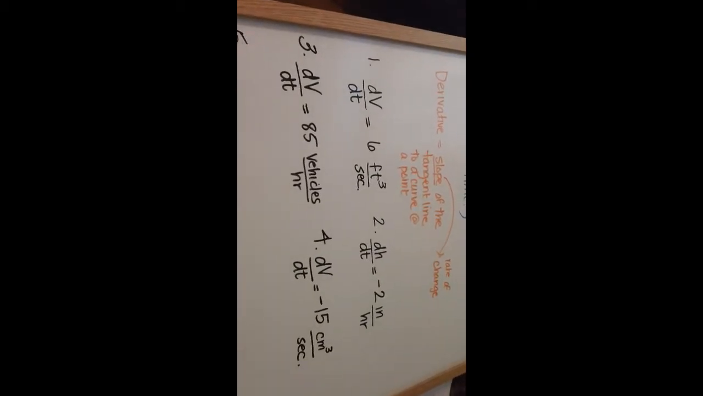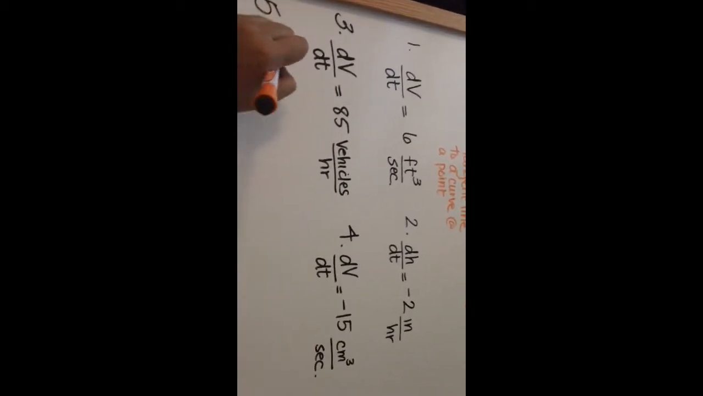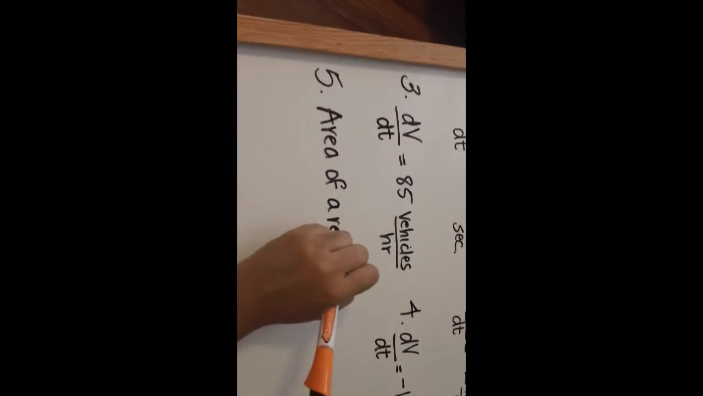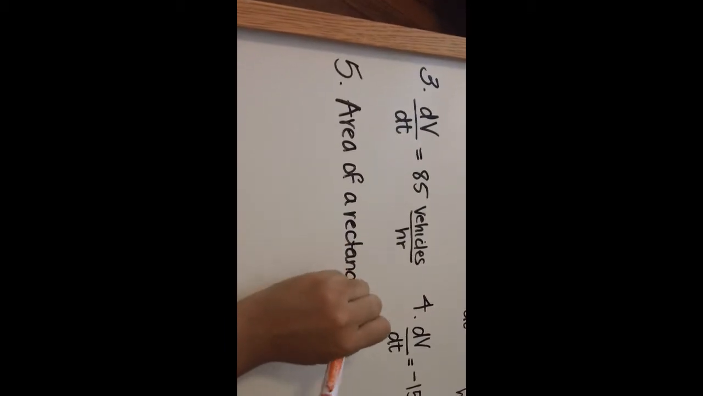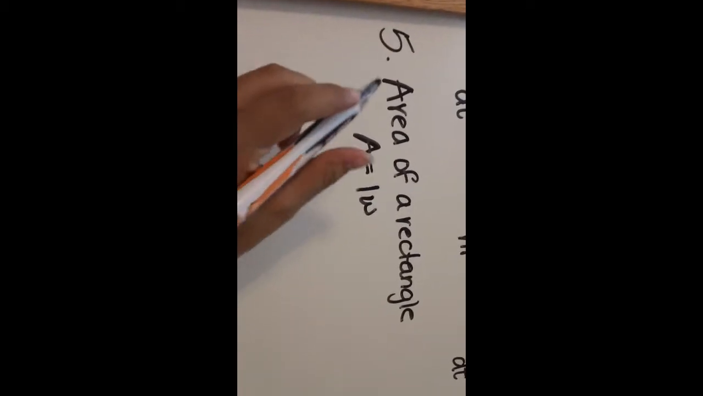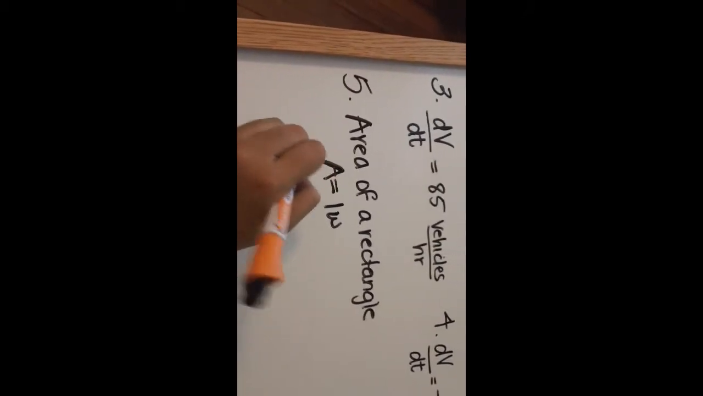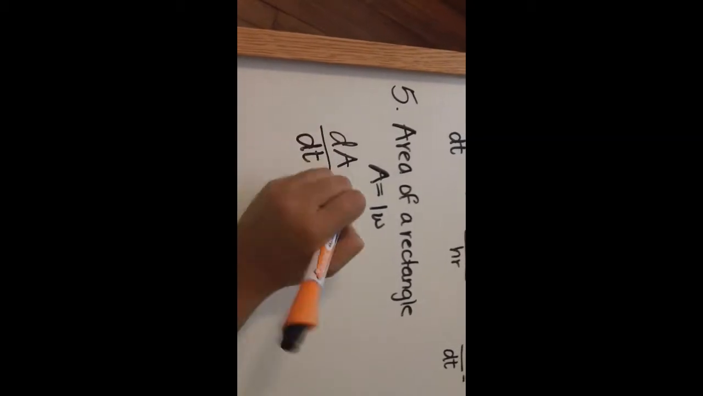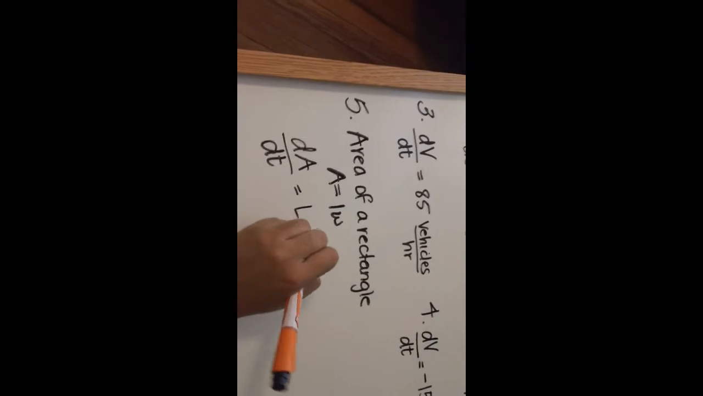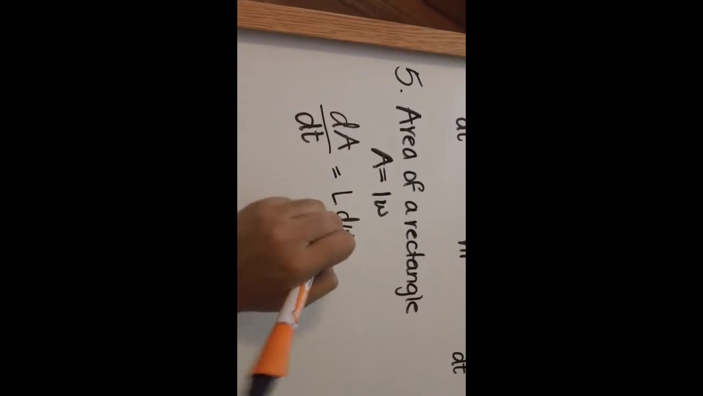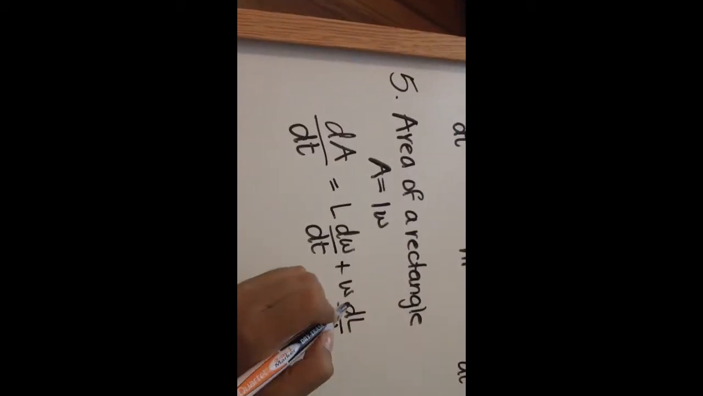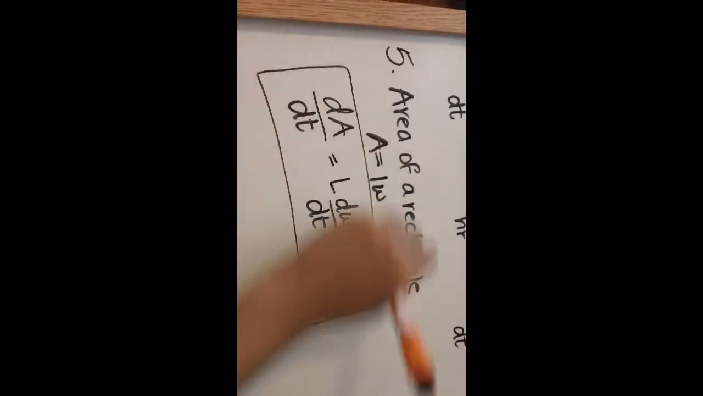So, question 5 says the area of a triangle, not a triangle, of a rectangle, is A equals length times width. Well, on the left side, if you take the derivative with respect to time, it's just dA over dt. The right side, that's the product rule, which is the first times derivative of the second plus the second times derivative of the first. And that's what you would need for question 5.